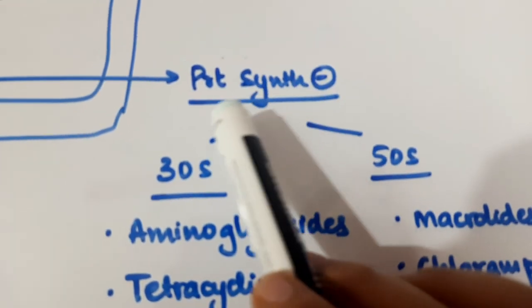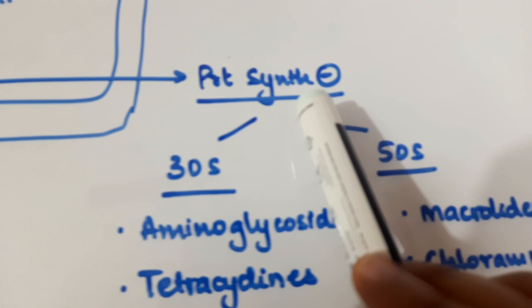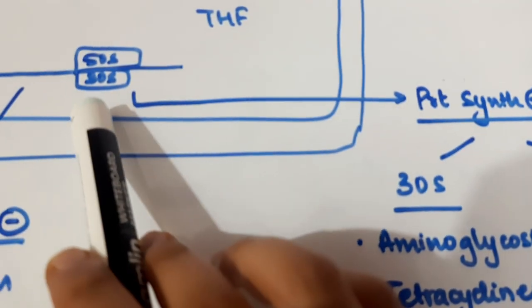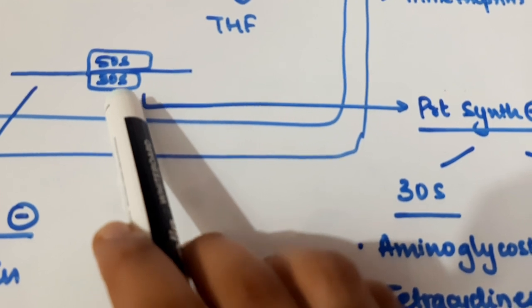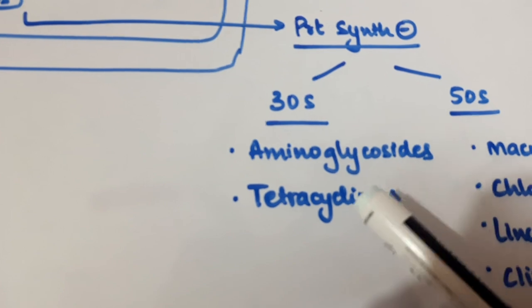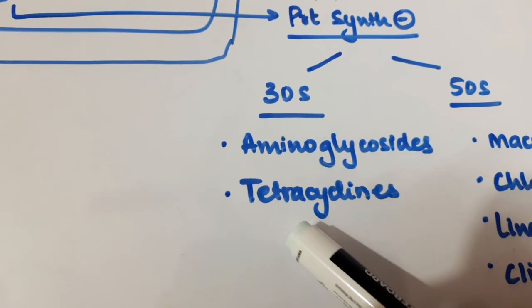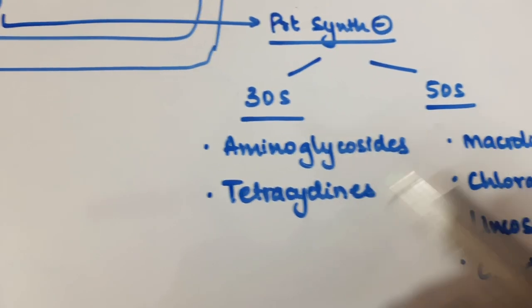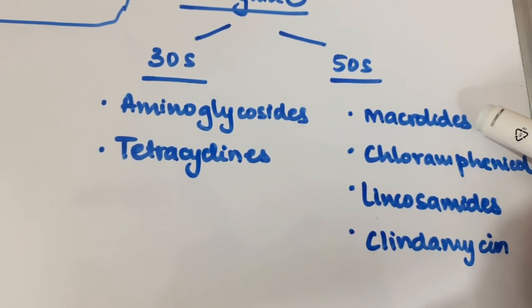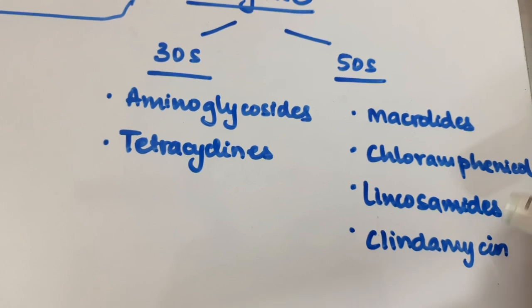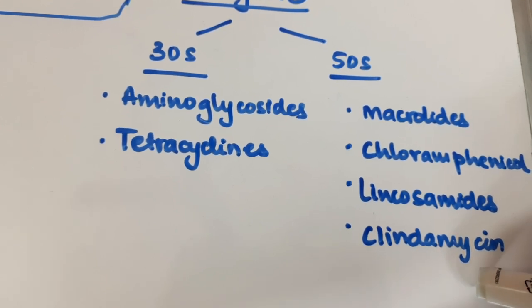The next group of drugs are protein synthesis inhibitors. They will inhibit bacterial protein synthesis by either inhibiting the 30S ribosome or the 50S ribosome. Drugs inhibiting the 30S ribosome are aminoglycosides and tetracyclines, and drugs inhibiting the 50S ribosome are macrolides, chloramphenicol, lincosamides and clindamycin.